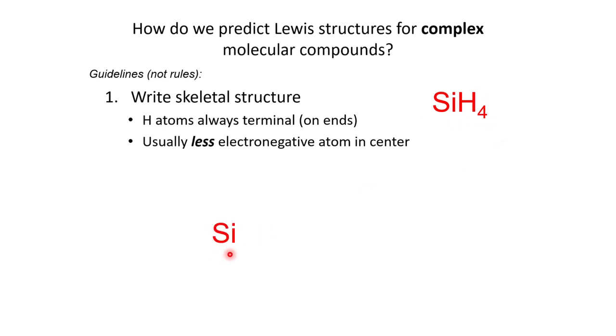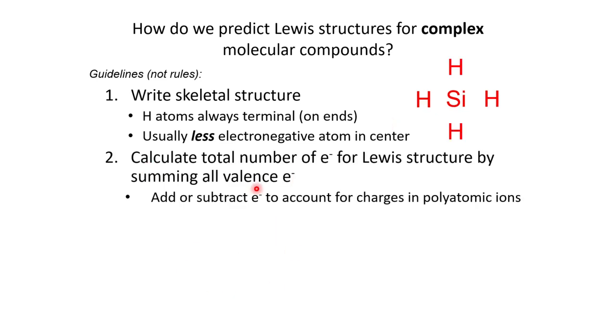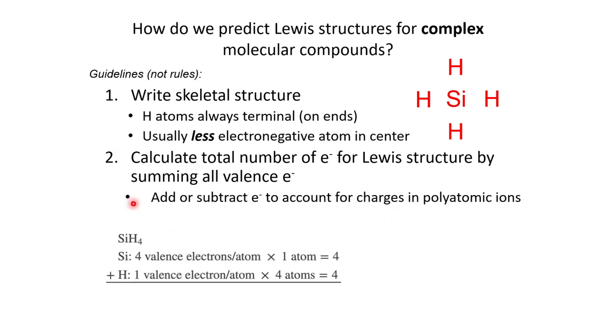So here we have our silicon, our hydrogens, and then you calculate the total number of electrons for the Lewis structure by summing all of the valence electrons. And then if there is a charge, you will need to add or subtract electrons to account for those charges. Okay, so it's quite the process. So you'll want to go through this slowly until you get comfortable with how to do these. And if you need more practice, check the extra practice problems.